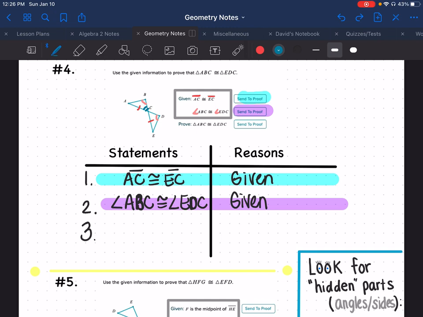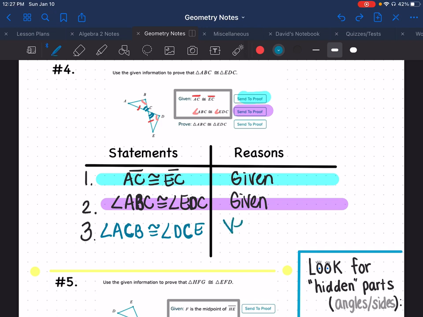Now, I cannot call this angle C. I need to call it ACB is congruent to, and then I can't call this one angle C. I got to call it DCE. I'm doing the C a little bit darker just to remind you that the vertex has to be in the middle when you name it.